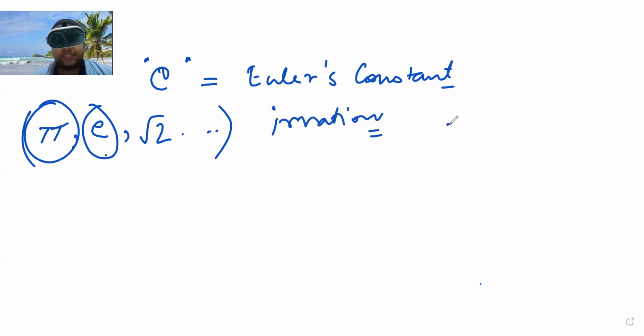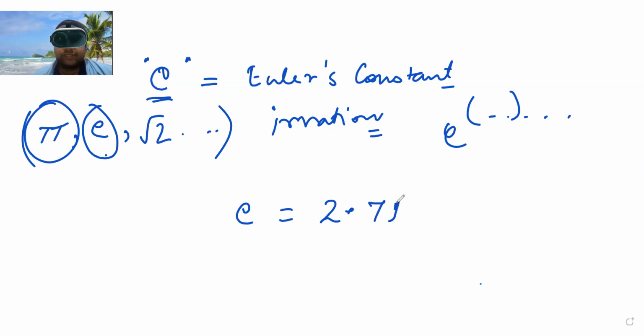You must have seen e raised to the power something, something, something, and all of that, if you study physics and whatnot, and roughly the value of e is 2.71. That's not the value of e. The value of e runs up to infinity. And because it runs up to infinity in a non-recurring fashion, it's an irrational number.